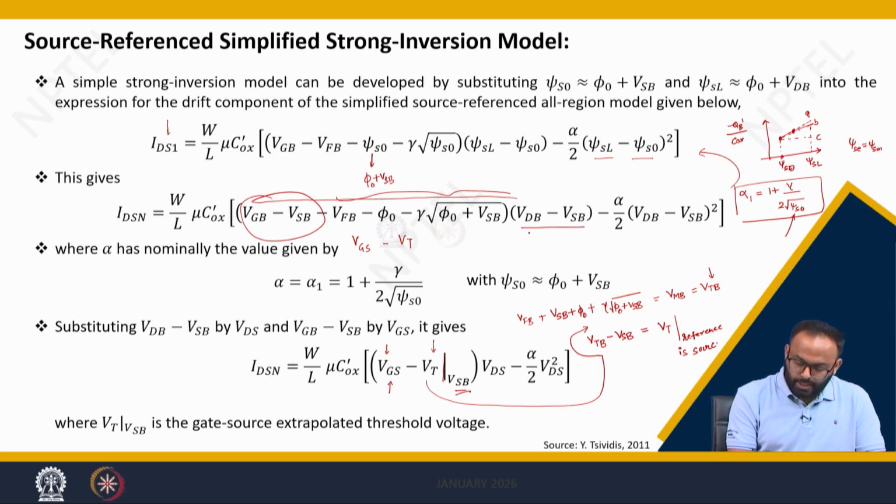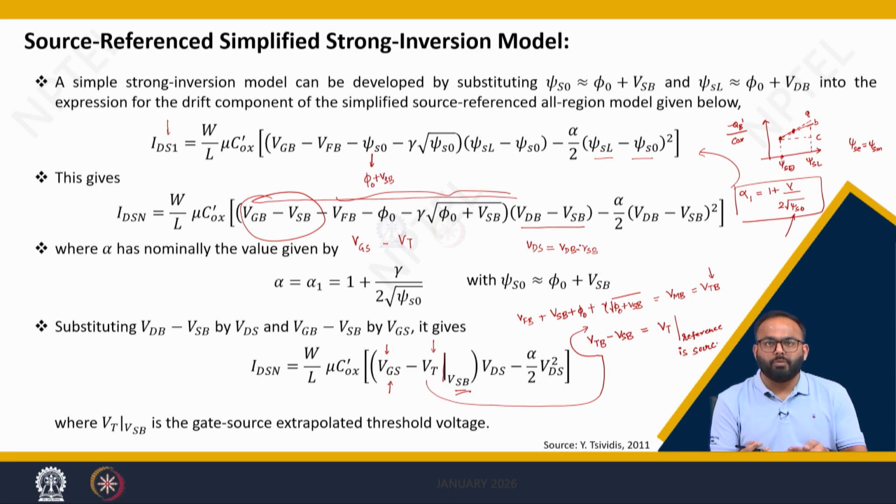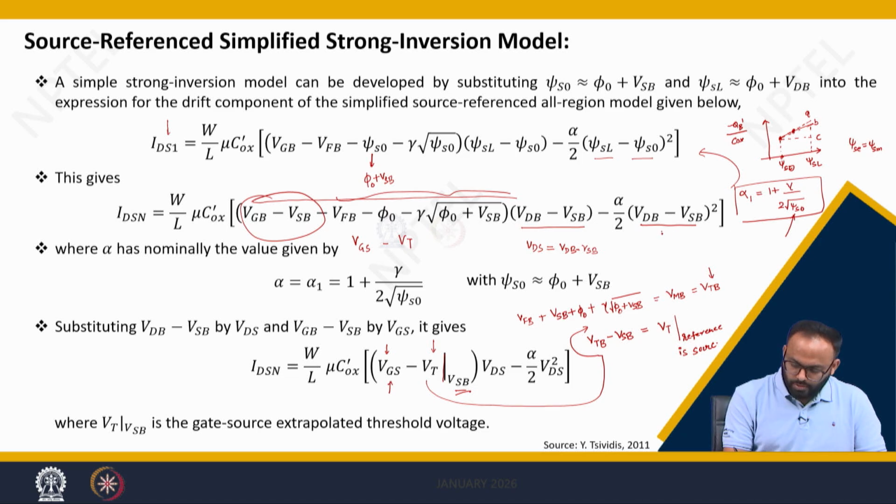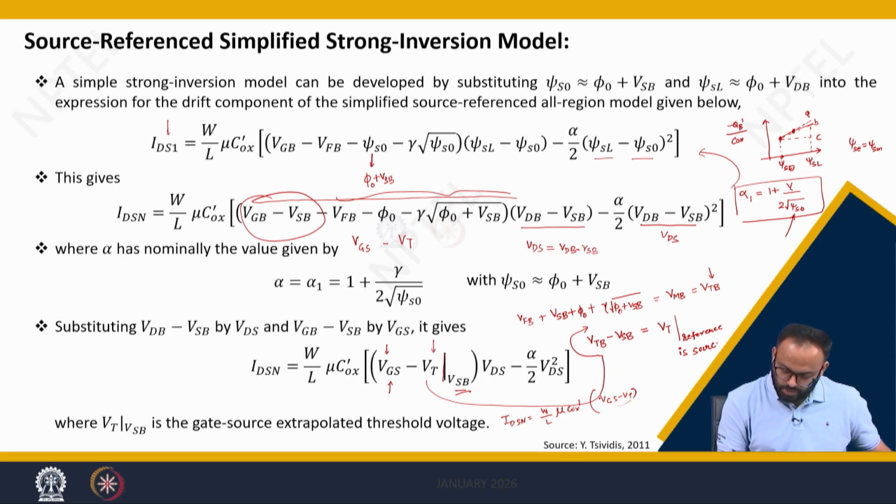Now this term VDB minus VSB is again what? VDS. We have already discussed VDS is nothing but VDB minus VSB. You are just changing the reference point. Earlier the reference point was body, now the reference point is source. Similarly, this is VDS. So a simple closed form equation comes into the picture, which shows that my IDS1 is equal to W divided by L mu into Cox dash into VGS minus VT whole, into VDS minus alpha by 2 VDS square.